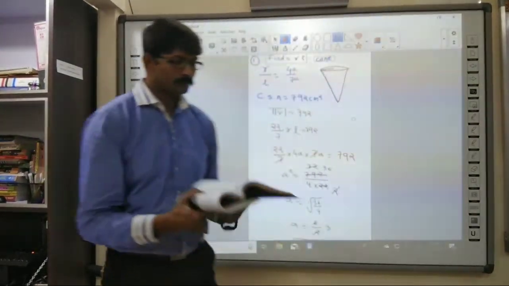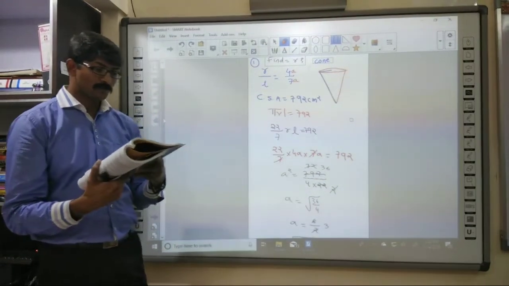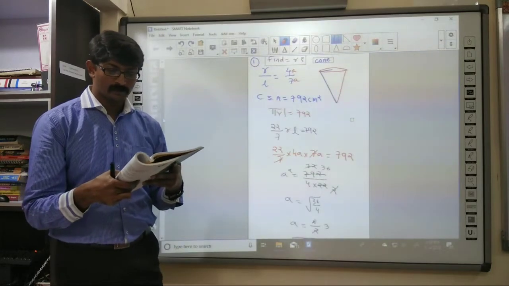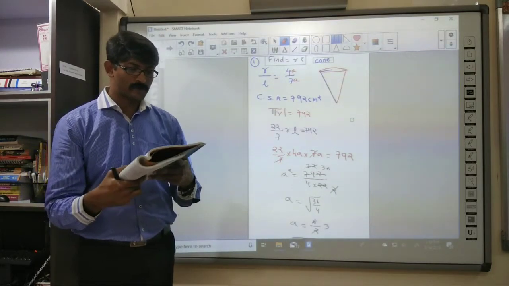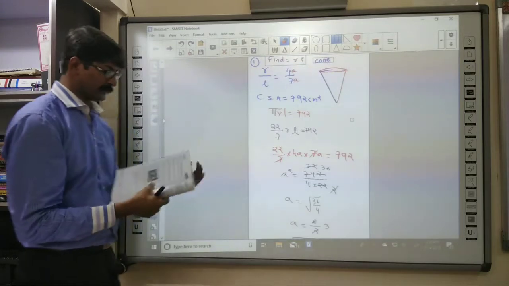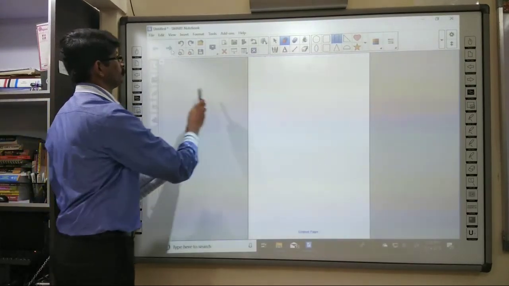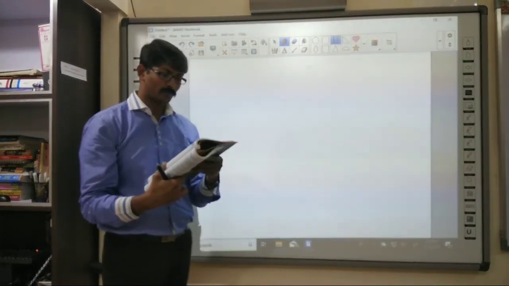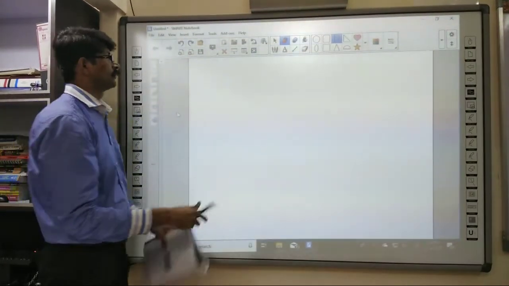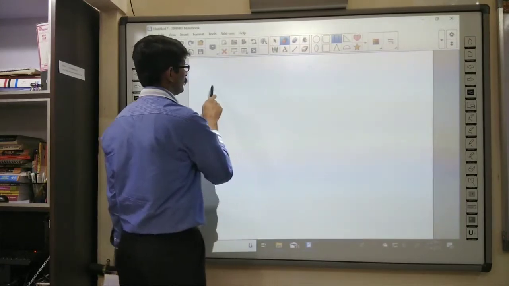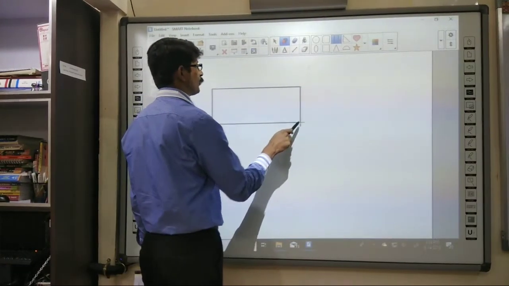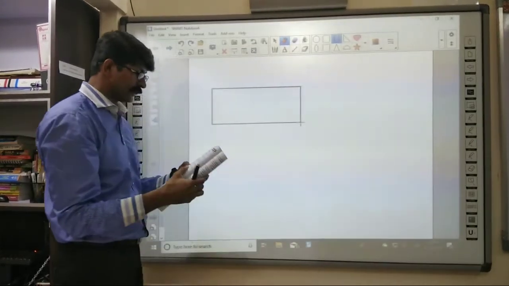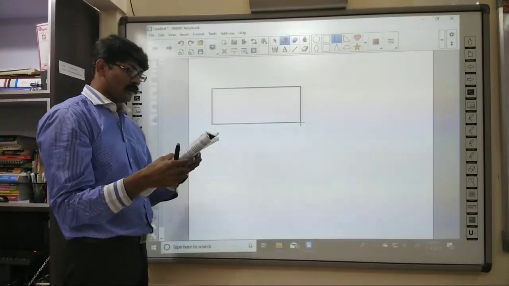sum number 2. How many meters of cloth 5 meter wide will be required to make a conical tent? The radius of whose base is 7 meter and the height is 24 meter. So how am I going to do this sum? Let's check it out. How many meters of cloth 5 meter wide would be required? Definitely the cloth is in this format, isn't it? There would be certain length and there would be certain width.